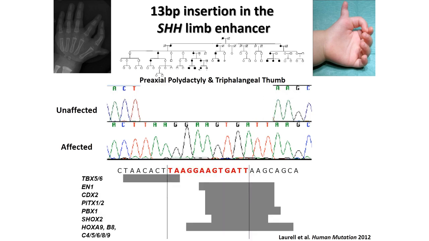Characterize how this 13 base pair insertion leads to this phenotype. We could do, for example, a bioinformatics screen to look at what changed in terms of the transcription factors that are binding to the sequence, and we see that a lot of transcription factors now can bind to the sequence that before couldn't. But this really doesn't tell me why I'm getting this phenotype.